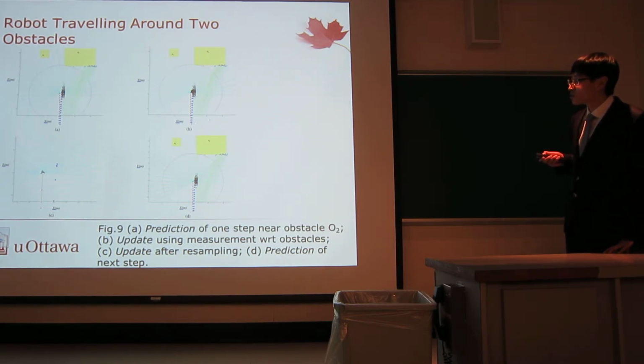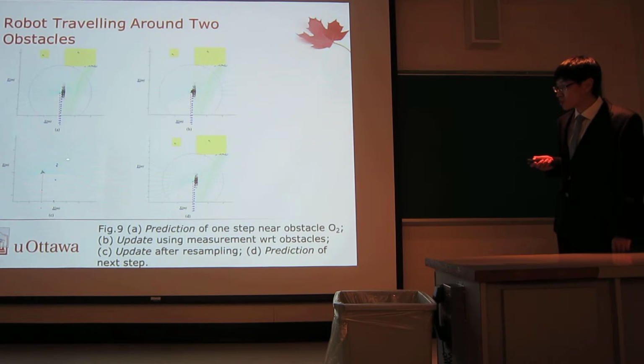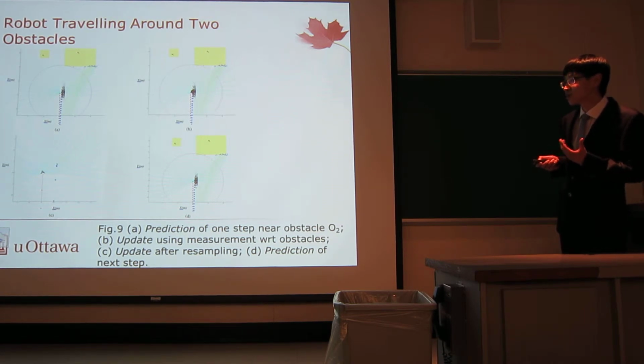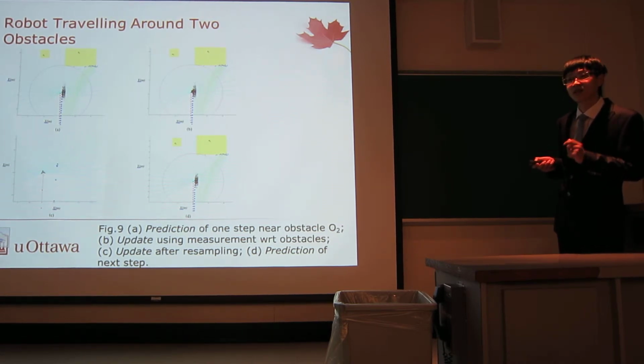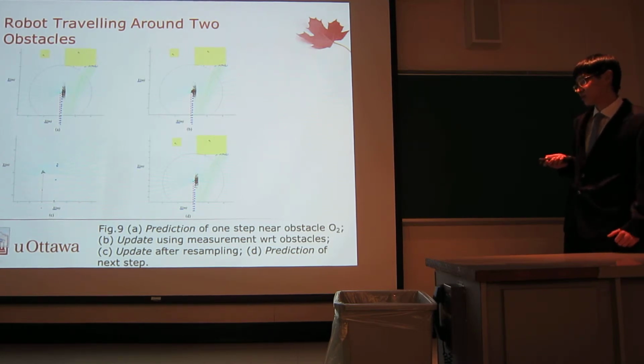And after this step, we will do the resampling step. In the resampling step, we will propagate the particles with higher weights. So that's why we see the particle cloud becomes smaller. That is because the resampling step makes a precise result. So we can see this figure C shows the resampling step. And after figure C, we will do the prediction of the next robot step based on the system equation.